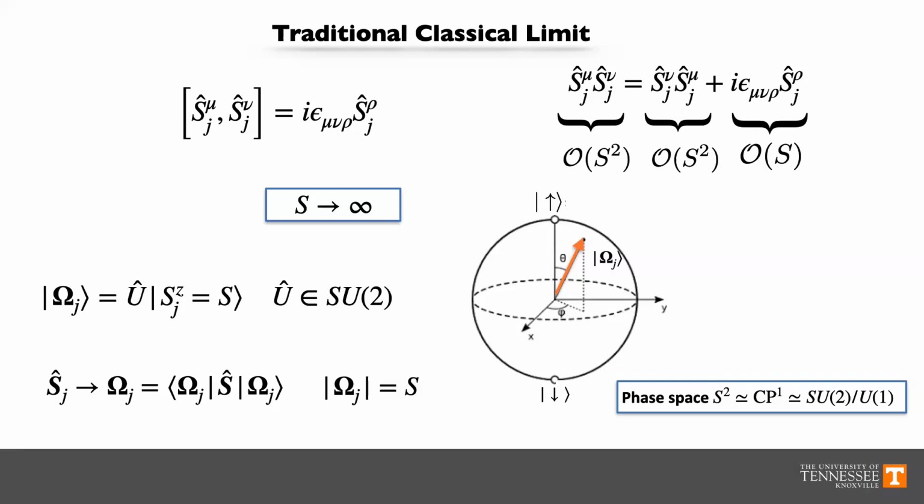The magnitude is fixed because of the quadratic Casimir of the spin. So I can represent these states as points on the sphere, given that these observables give me a normalized vector. There is a one-to-one correspondence between points on the sphere and each of these coherent states. So we say that the phase space of our classical problem is the sphere, which is isomorphic to CP1. CP1 is the manifold of one-dimensional subspaces in C2, the two-dimensional vector space.